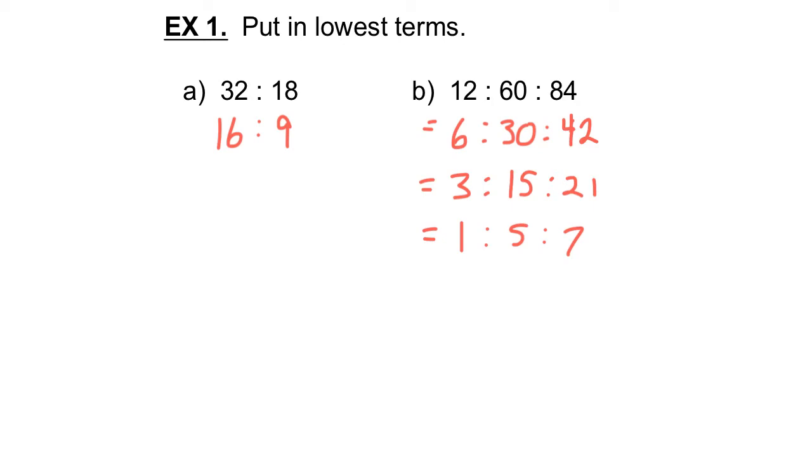So again, just because you're comparing more than 2 numbers doesn't mean that it's different in how you reduce it to lowest terms. You just have to make sure you're dividing by a number that goes into all 3 values, not just 2 of them.